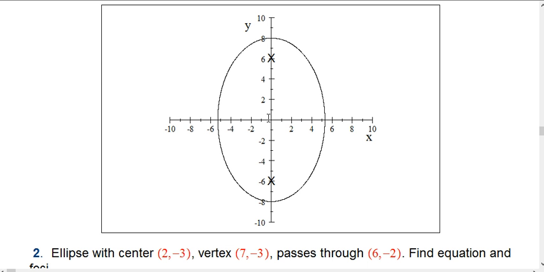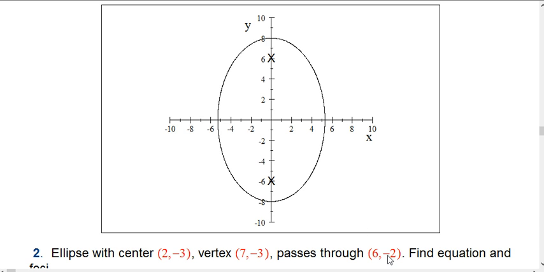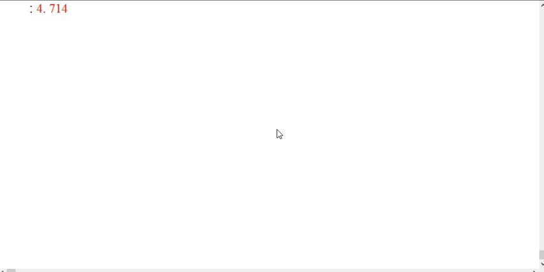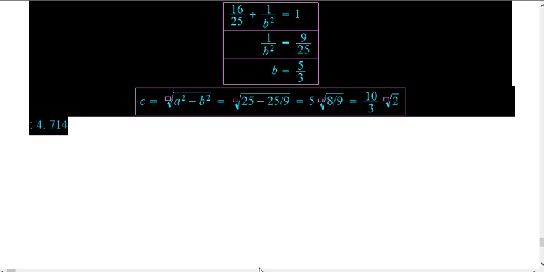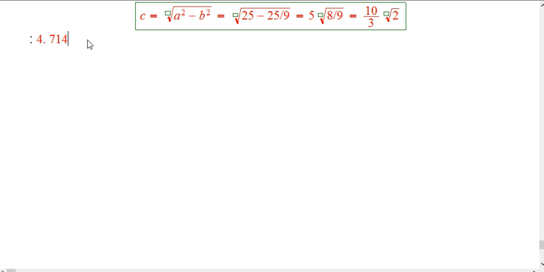We could also, of course, plot the point. I didn't mark it, I don't think. We could plot the point 6, comma, minus 2. Let's make sure that it's looking like it's going through my 6, minus 2. So that gets us a start. Now, what about the focus? I've got some extra stuff here. Here it is. This is from when I was making sure the problem was working.